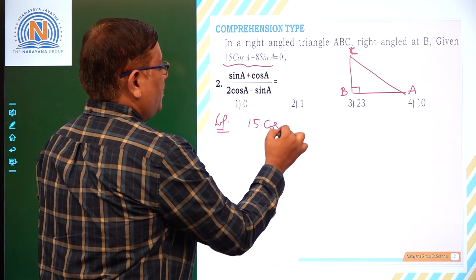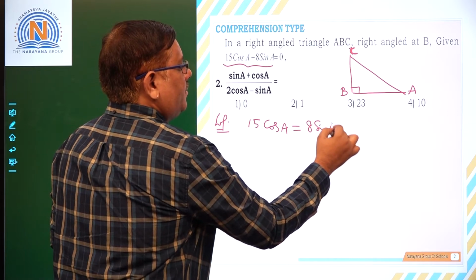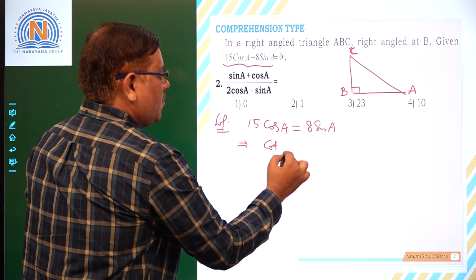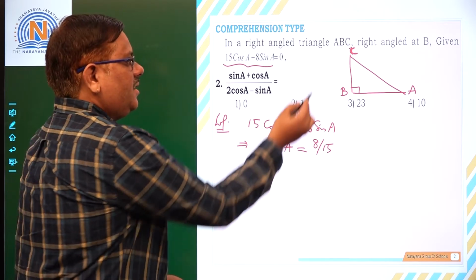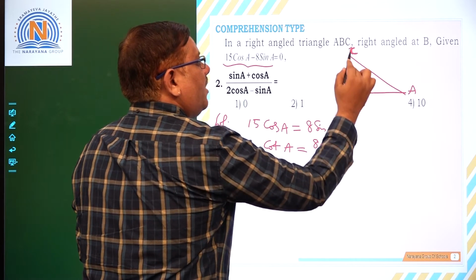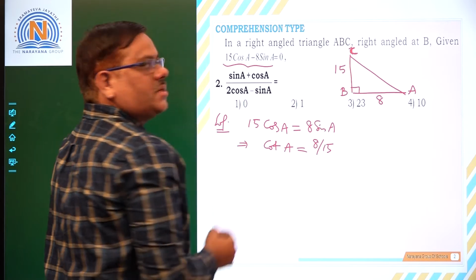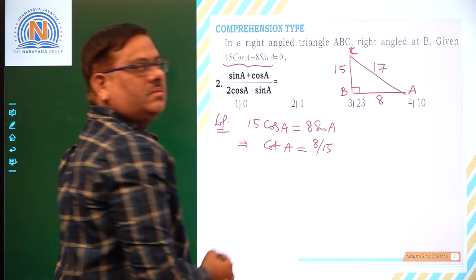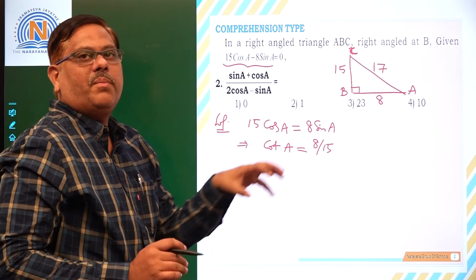15 cos A minus 8 sin A equal to 0 means 15 cos A is equal to 8 sin A. If I simplify this, cos A by sin A, that is cot A, is going to be 8 upon 15. In this right angle triangle, cot is defined as adjacent side to A by opposite side. So this is 8 units and this is 15 units. So if it is 8 and 15, AC will be 17 units, because 8, 15, 17 constitute a Pythagorean triplet.